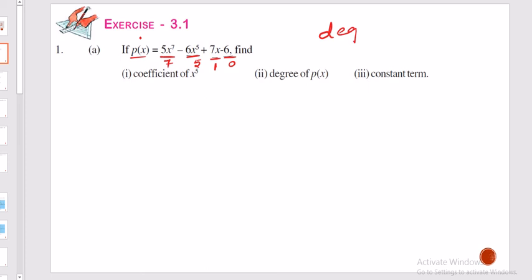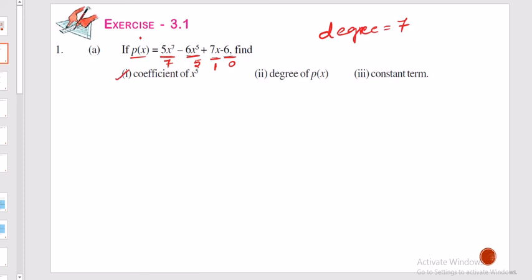So whenever you are having a degree 7 polynomial, all the terms may or may not be present. Okay, now let us see the questions one after the other.